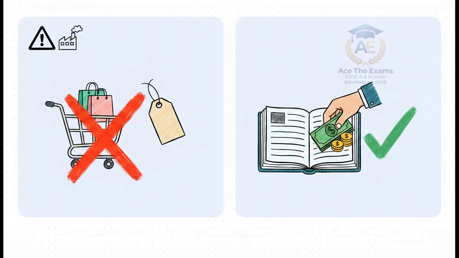Oh, and side note, when you're preparing manufacturing accounts, forgetting state symbols like raw materials or work in progress is a super easy way to bleed marks unnecessarily.